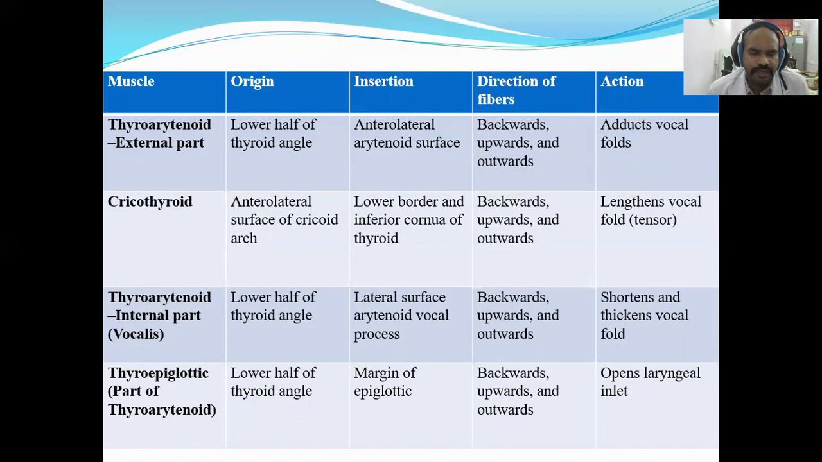Thyroepiglottic is part of the thyroarytenoid muscle, with ligaments of the lower third of the thyroid angle and the margin of the epiglottis. Then the action is opening of the laryngeal inlet.